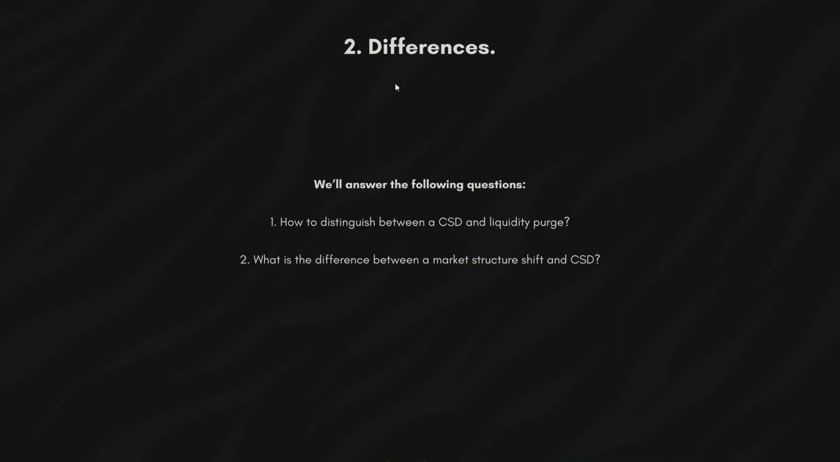Next up, we will be differentiating between different ideas and different concepts: how they differ from each other, what the discrepancies between them are, what leads to those discrepancies, and what the significance of being aware of these differences is. In the next few slides, we will answer the following questions: how to distinguish between a valid CSD, or a valid change in the state of delivery, and a liquidity purge, and what is the difference between a regular market structure shift and a CSD.